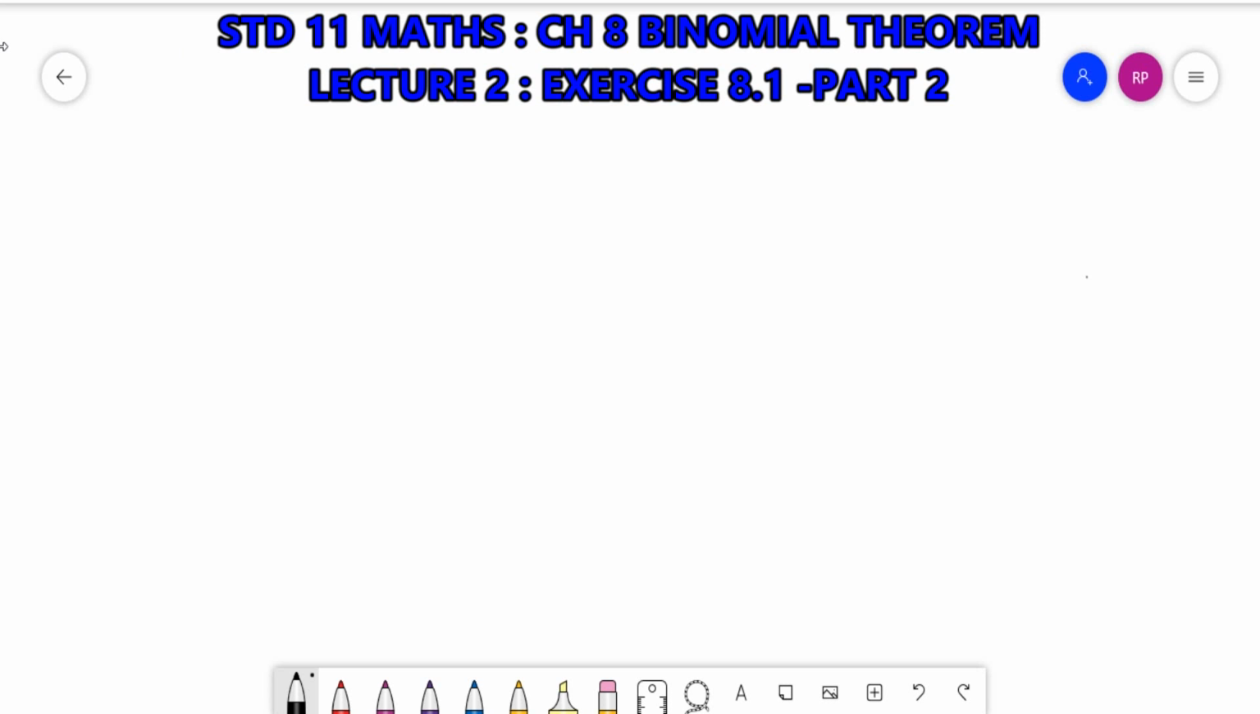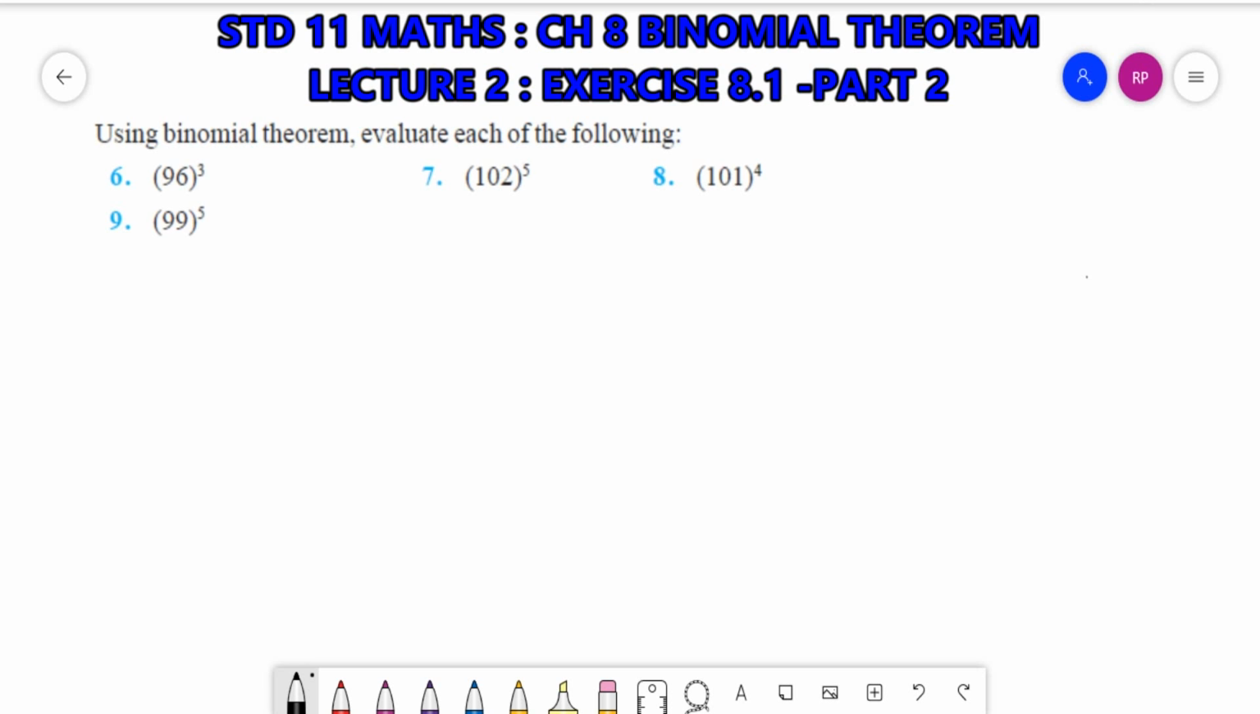Hello students, welcome back. I am Rinkesh sir and today we'll continue with exercise 8.1 of chapter number 8, that is binomial theorem. Till now we had completed till question number 5. So let's start with question number 6. Questions 6 to 9 are all similar, so I will solve just two of them. First, let's start with question 6.